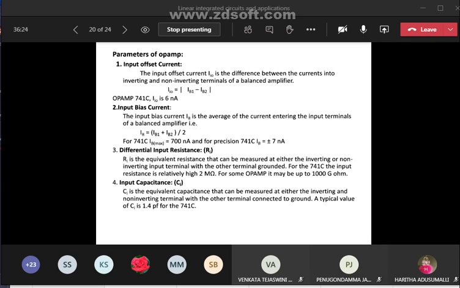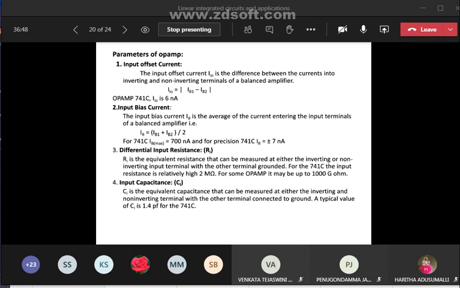Next is input bias current. Here the input bias current IB is the average of the two currents entering into the input terminals of a balanced amplifier. That is, IB equal to (IB1 plus IB2) by 2. So that is the input bias current.